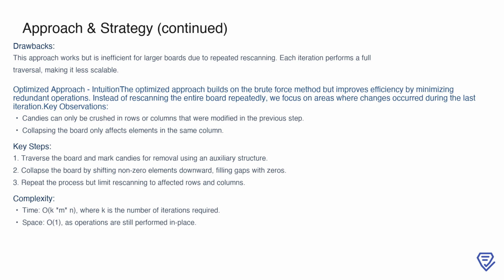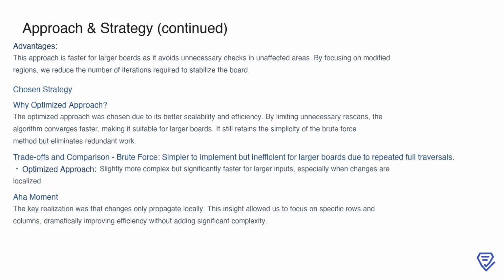This approach has a better time complexity of O(k * m*n), where k is the number of iterations, and it still maintains an in-place space complexity of O(1). The optimized approach offers clear advantages, especially for larger boards. By narrowing our focus to only the rows and columns that were modified in the previous step, we significantly reduce the number of unnecessary checks and iterations. This targeted strategy allows the board to stabilize more quickly, making the algorithm faster and more scalable.